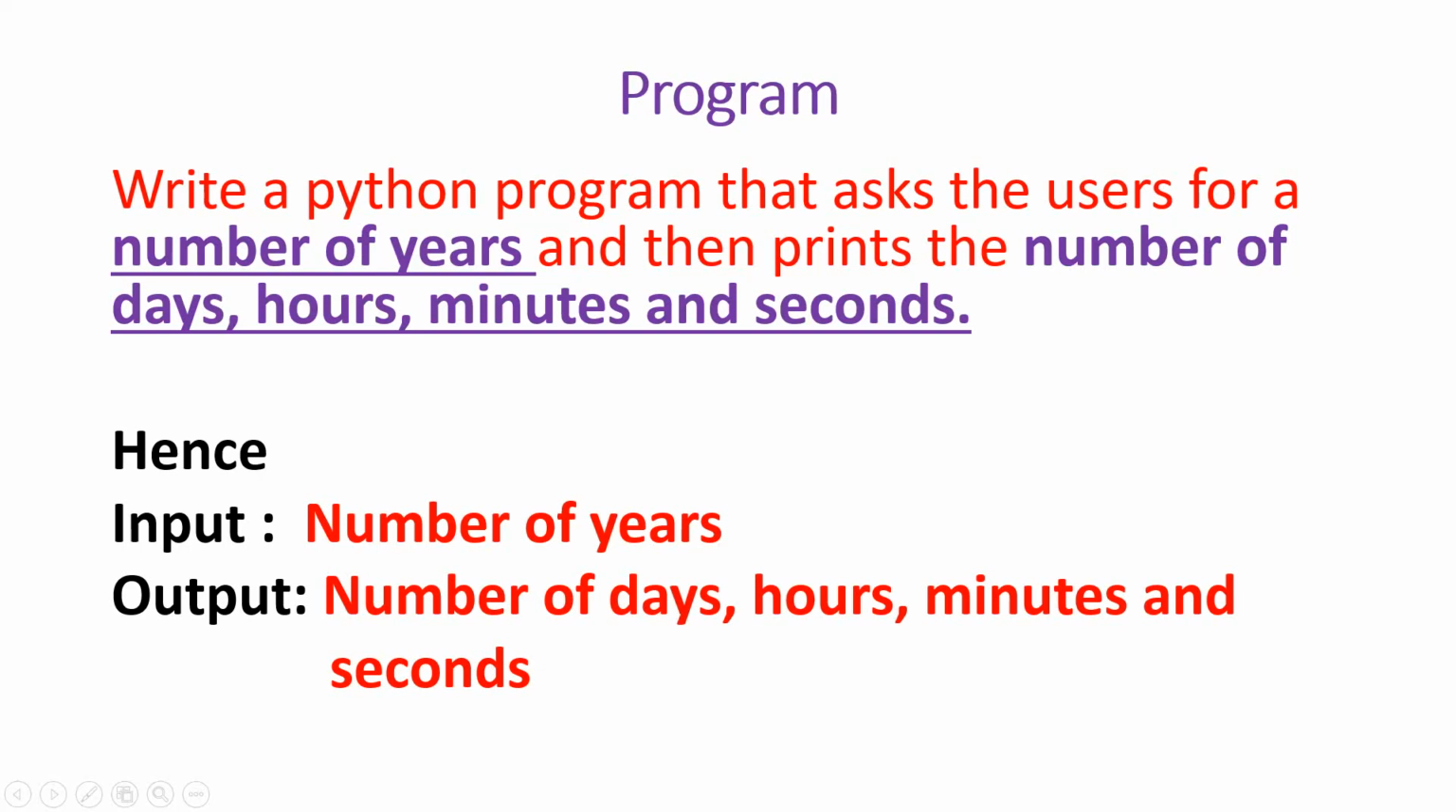We are going to write a Python program that asks the user for a number of years as input and then prints the number of days, hours, minutes and seconds. So our input is the number of years, and the output is the number of days, hours, minutes and seconds for the entire period. We'll see the demo.